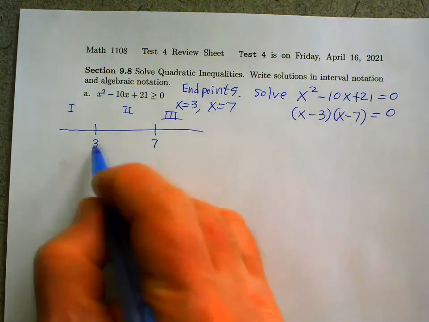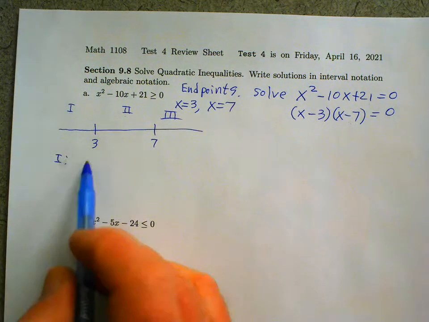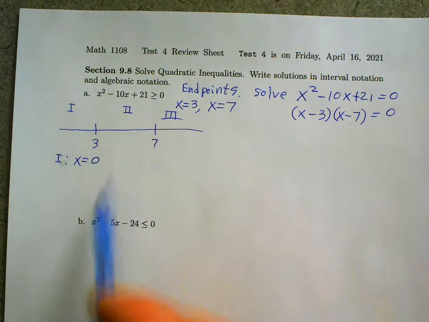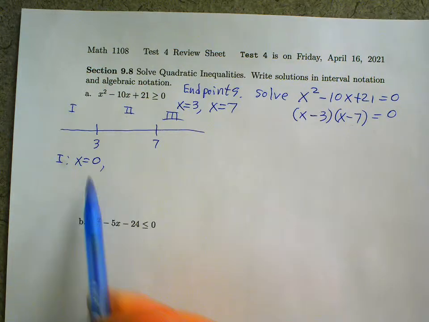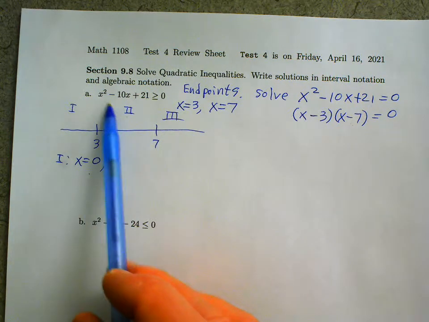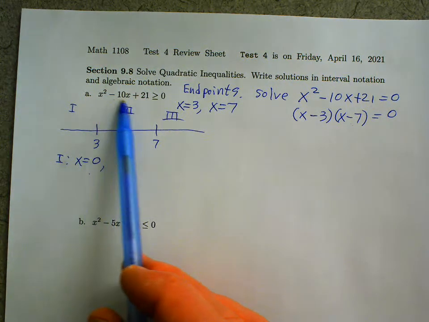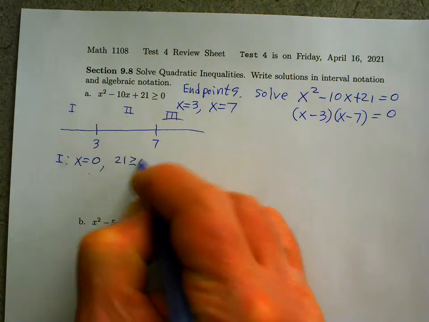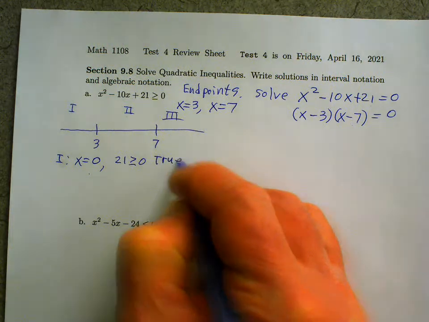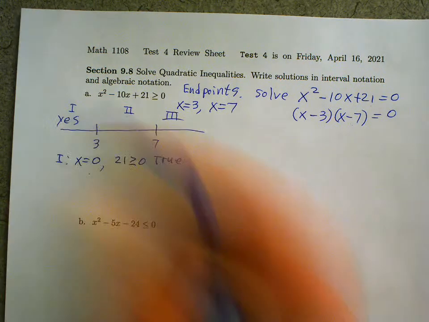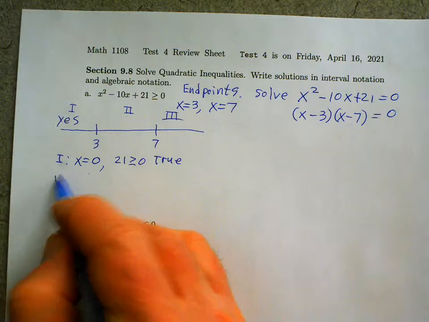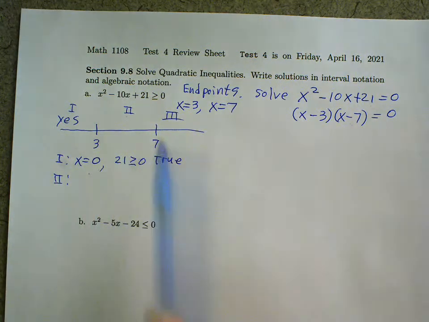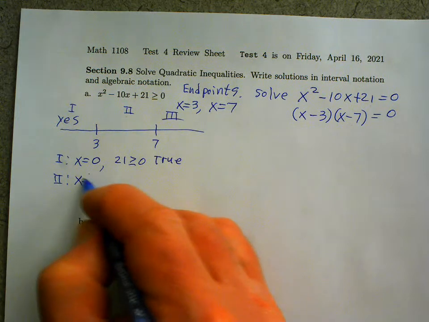In the first interval, pick any number less than 3. Since 0 is in that interval, I'll pick 0. And then in the inequality, replace every x with 0. We're left with 21 greater than or equal to 0, which is true. In the second interval, pick any number that you want that's between 3 and 7. So I'll pick x to be 4.